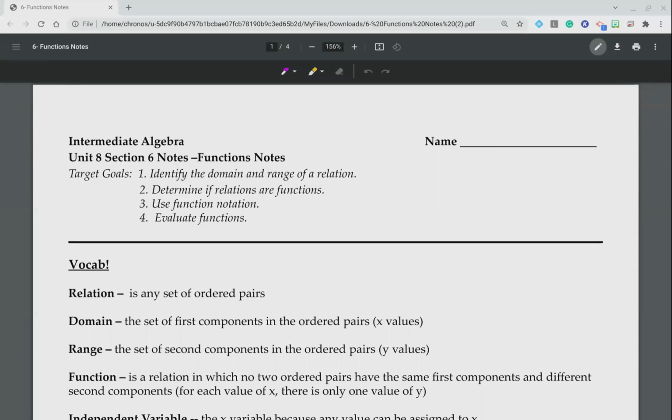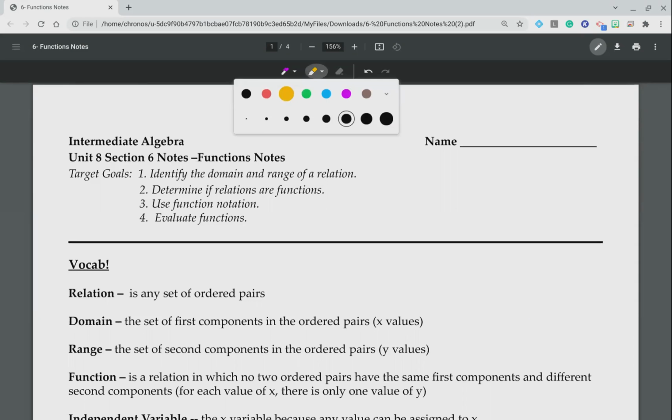So today we're going to be talking about functions. We're going to identify the domain and range, determine if relations are functions, use function notation, and then finally evaluate functions. Okay, so our first term today is a relation.